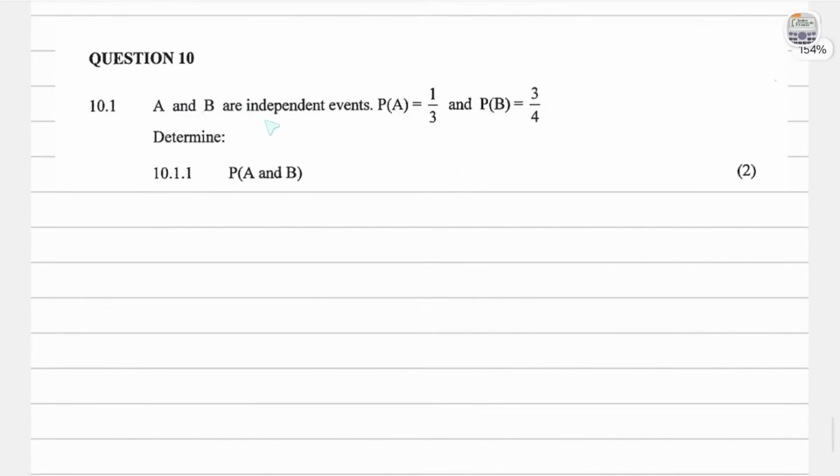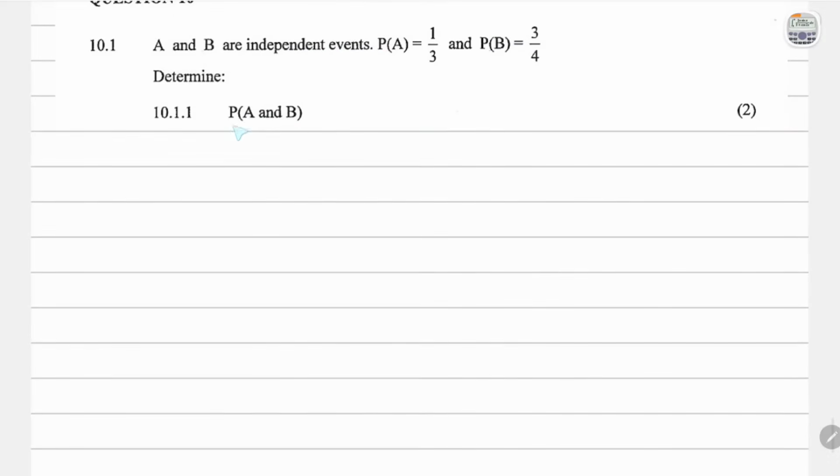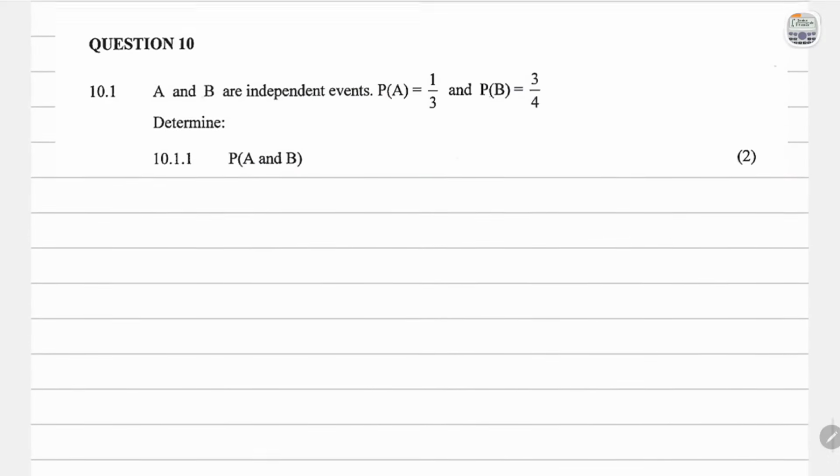Question 10.1 says, A and B are independent events. The probability of A is 1 over 3 and the probability of B is 3 over 4. And we need to determine the probability of A and B.